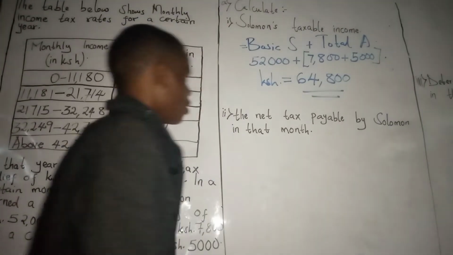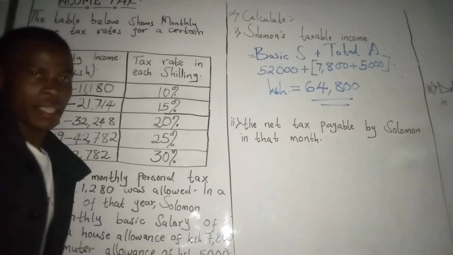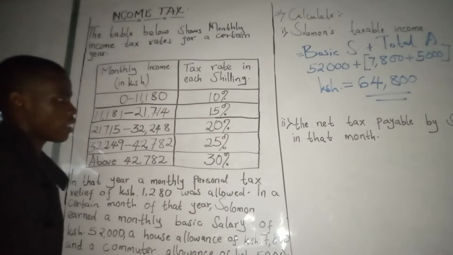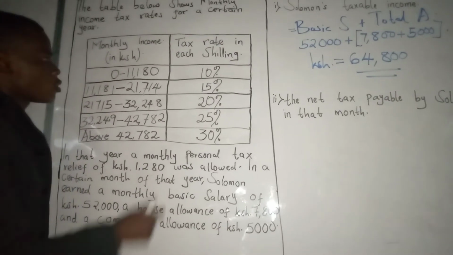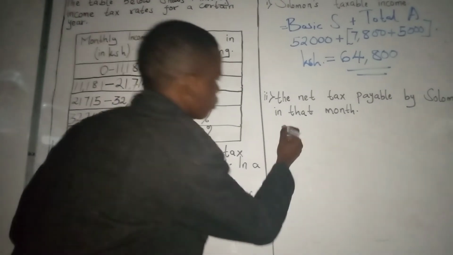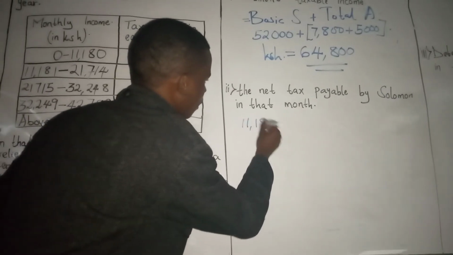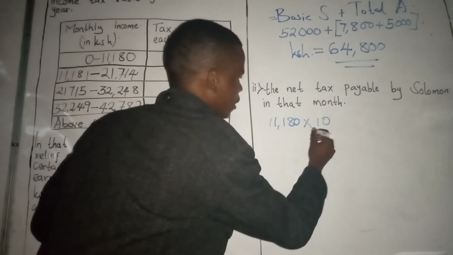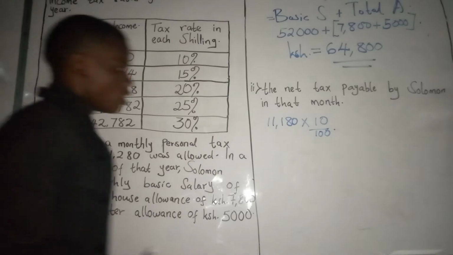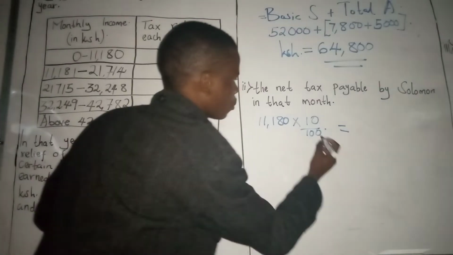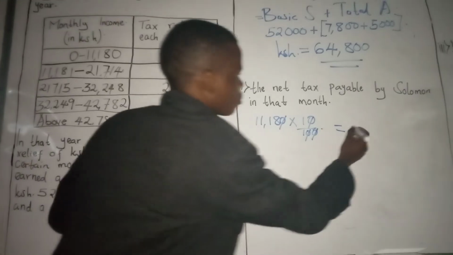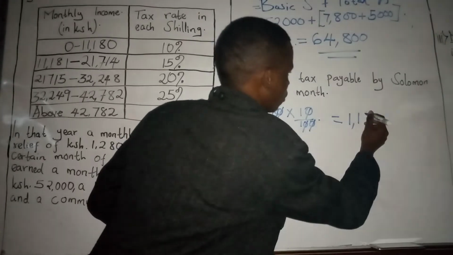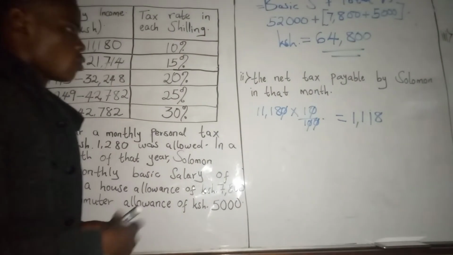Then we come to our second question, which states, calculate the net tax payable by Solomon in that month. So in a net tax payable, you are going to calculate each tax that Solomon was deducted from each column here. So in the first one, it's going to be 11,180 multiplied by the rate, which is 10%, so over 100. So the first one is going to be 1,118.